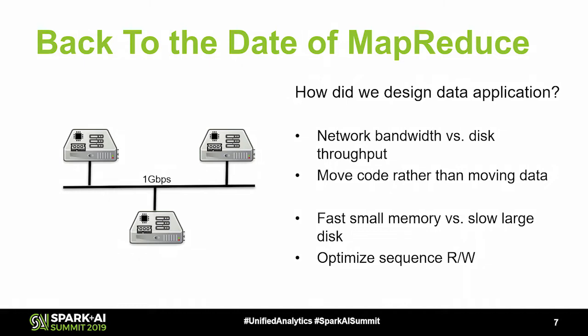So with such hardware, how did we design a data application? The first thing we should consider is to balance the network bandwidth with disk throughput. At that time, the network bandwidth was quite a bit smaller than the local disk throughput, assuming that we have several disks in one node. So moving data over the wire is quite expensive. One optimization in application design is to move the code rather than move the data. This is also called data locality, which is still quite important nowadays in tuning MapReduce-like applications.